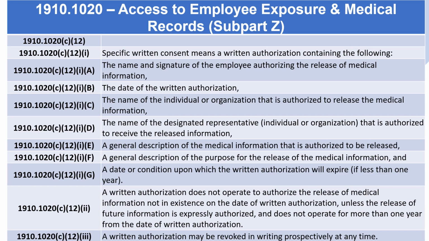1910.1020(c)(12)(i) Specific written consent means a written authorization containing the following: (A) through (G) the name and signature of the employee authorizing the release of medical information, the date of the written authorization, the name of the individual or organization that is authorized to release the medical information, the name of the designated representative, individual or organization that is authorized to receive the released information, a general description of the medical information that is authorized to be released, a general description of the purpose for the release of the medical information, and a date or condition upon which the written authorization will expire, if less than 1 year.